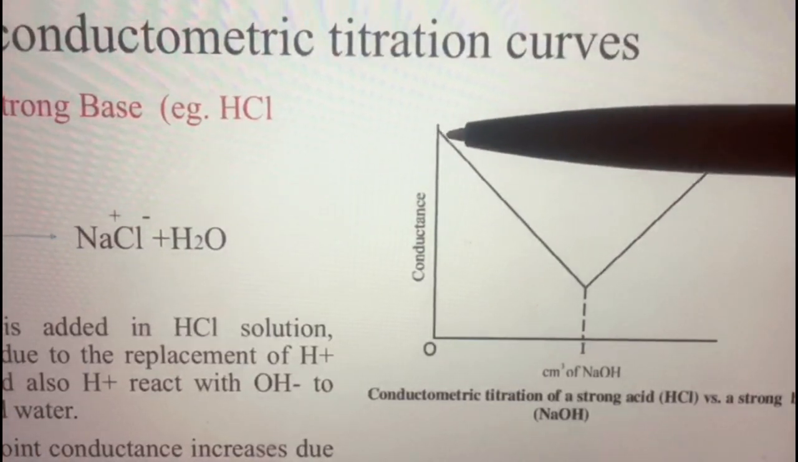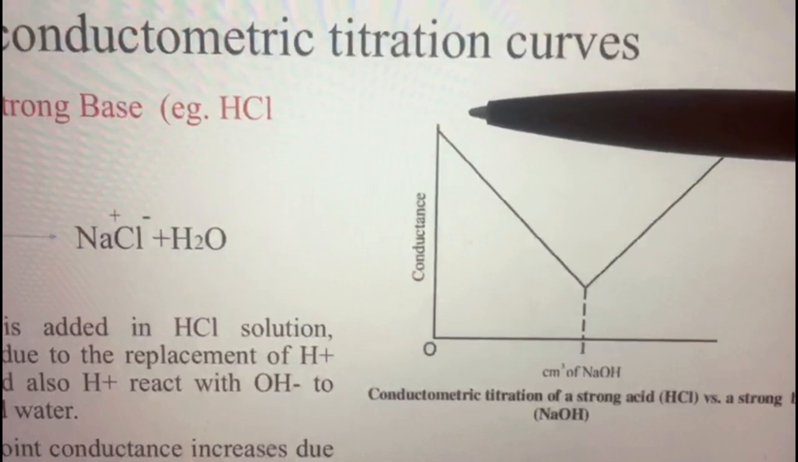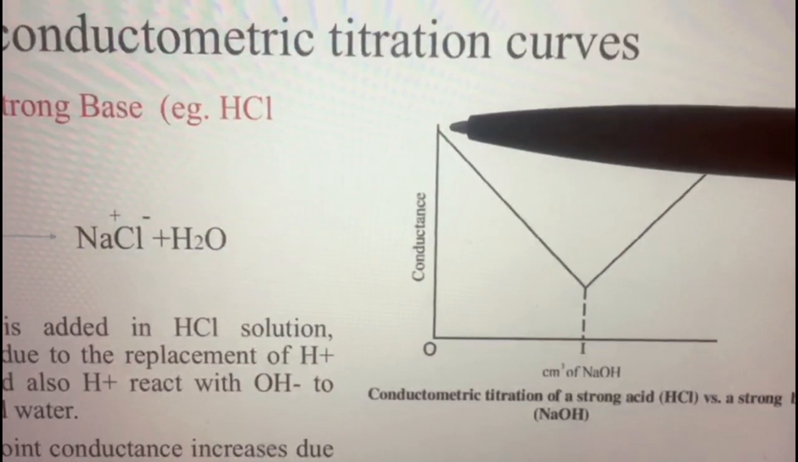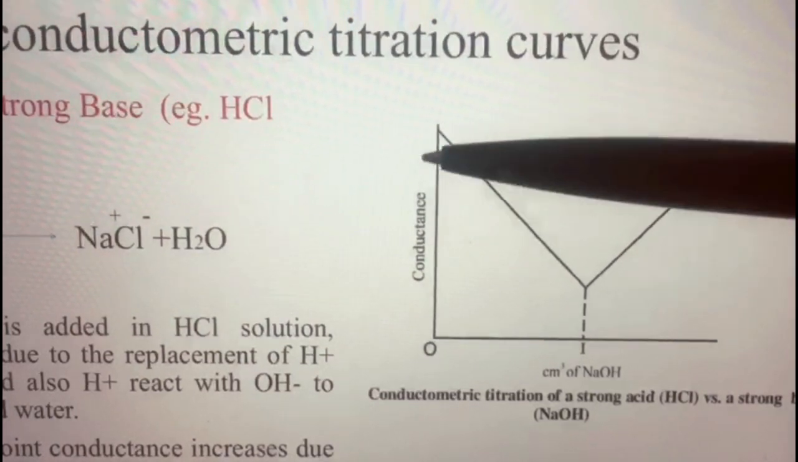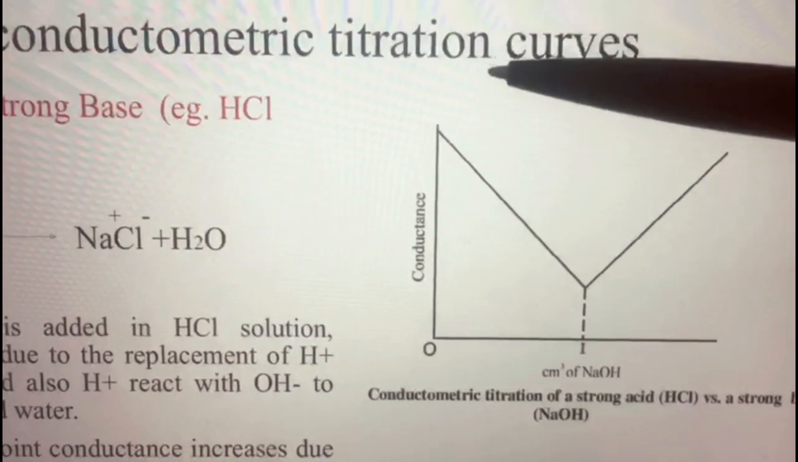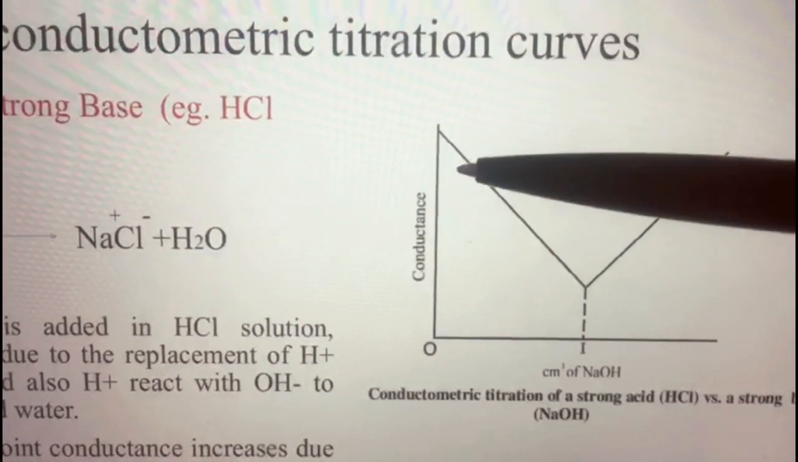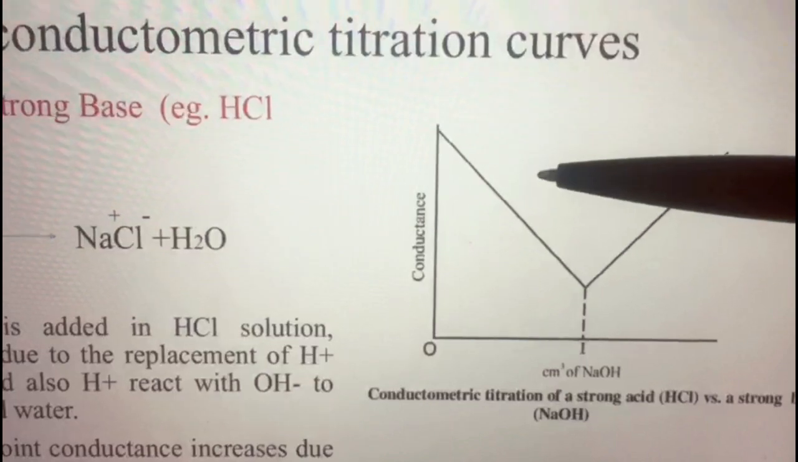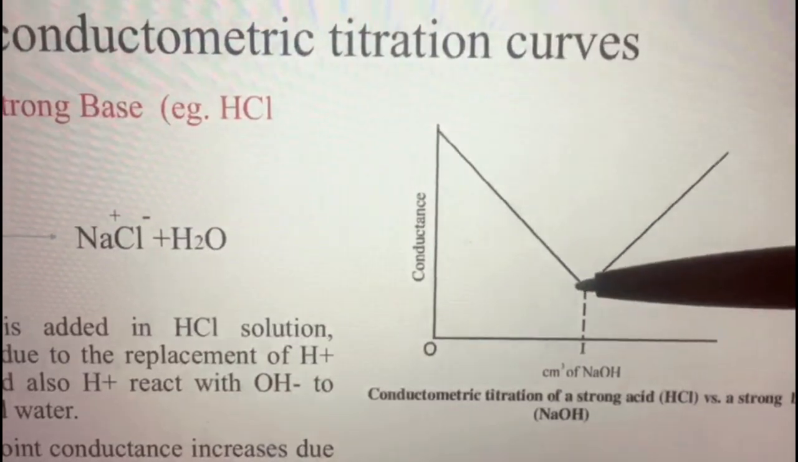First, the conductance was high because of the presence of H plus ion. HCl dissociated as H plus ion. Due to the presence of H plus ion, conductance was very high. When we are adding sodium hydroxide, H plus will be replaced by slow moving sodium plus ions. That is why the conductance decreases.